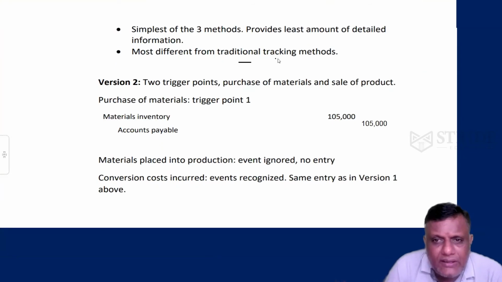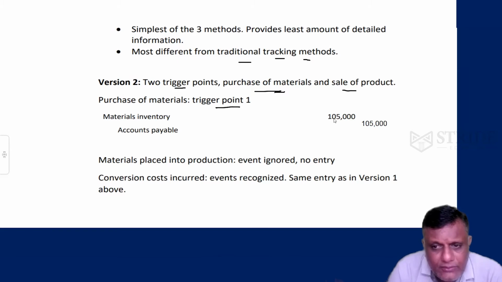So different traditional tracking methods are available. There are two trigger points: purchase of material and sale of products. This is the version 2 model. Trigger point 1: whenever the materials are purchased and products are sold, the entry is to be done. So material inventory, actual material cost, yes, 105,000.